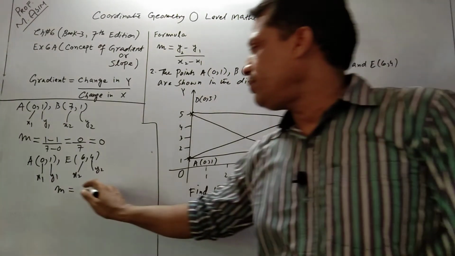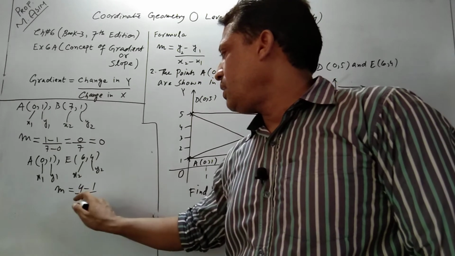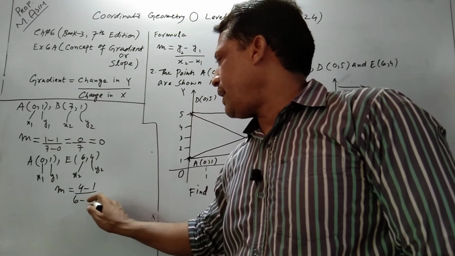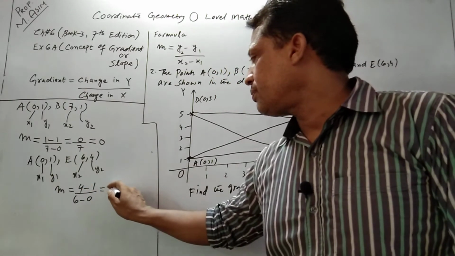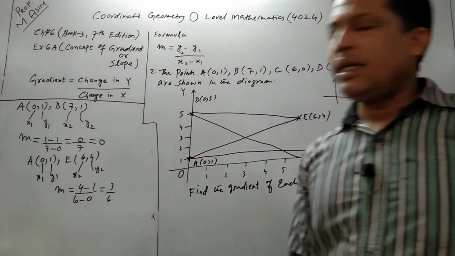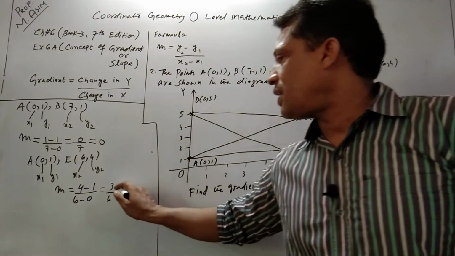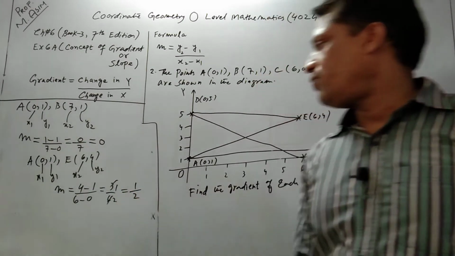What is y2? 4, y1 is 1, x2 is 6 and x1 is 0. 4 minus 1 is 3 and 6 minus 0 is 6. This 3 can cancel 6. 3 1s are 3, 3 2s are 6. So the answer is 1 upon 2.